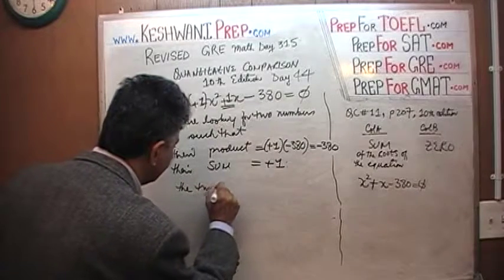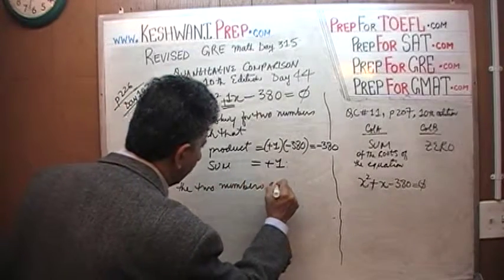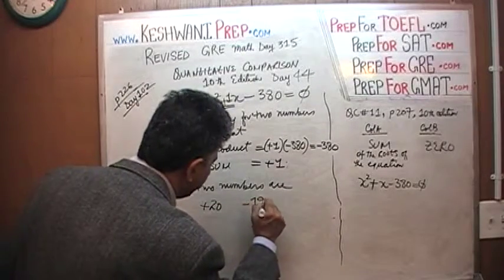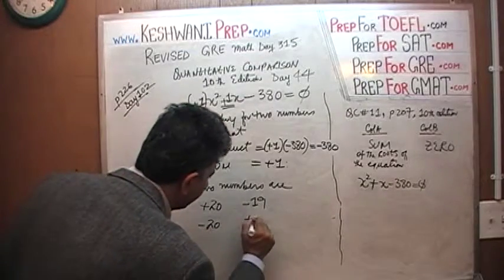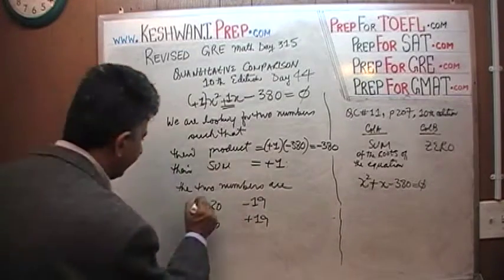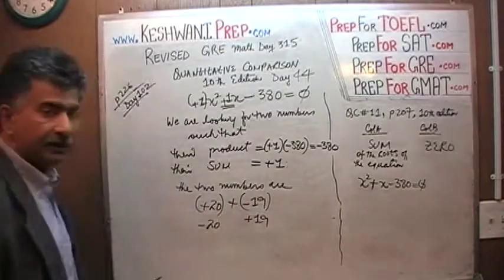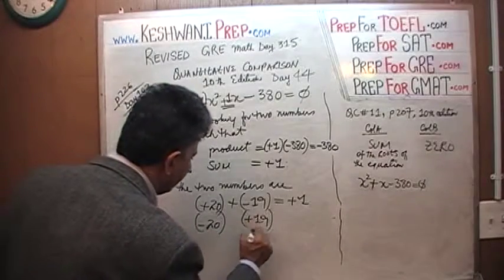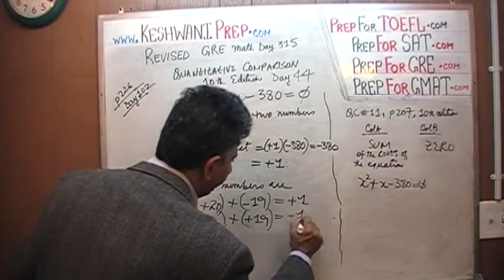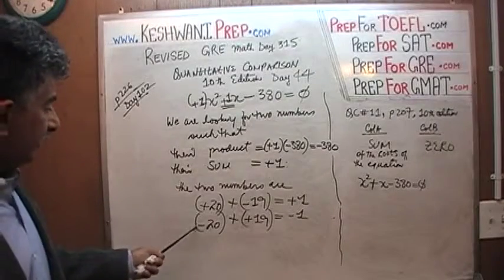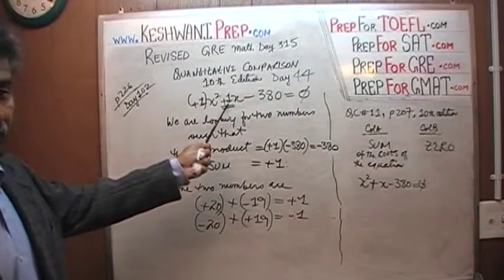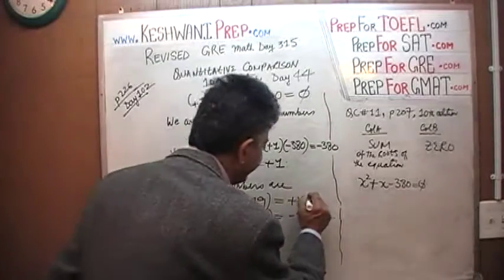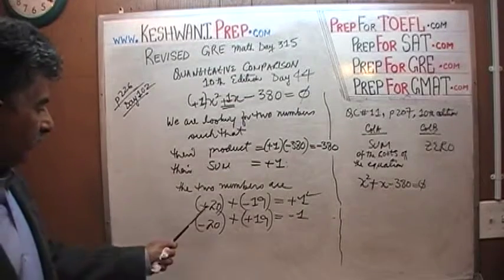The two numbers are, well, there are two possibilities, either positive 20 and a negative 19, or negative 20 and a positive 19. Positive 20 and a negative 19 is going to add up to positive 1, and a negative 20 and a positive 19 would add up to negative 1. Which one do we need here? Do we need the first scenario or second scenario? Well, that will depend on the coefficient of this middle guy. The coefficient of this middle guy is positive 1. We need the top scenario, right here. Positive 20 and a negative 19.